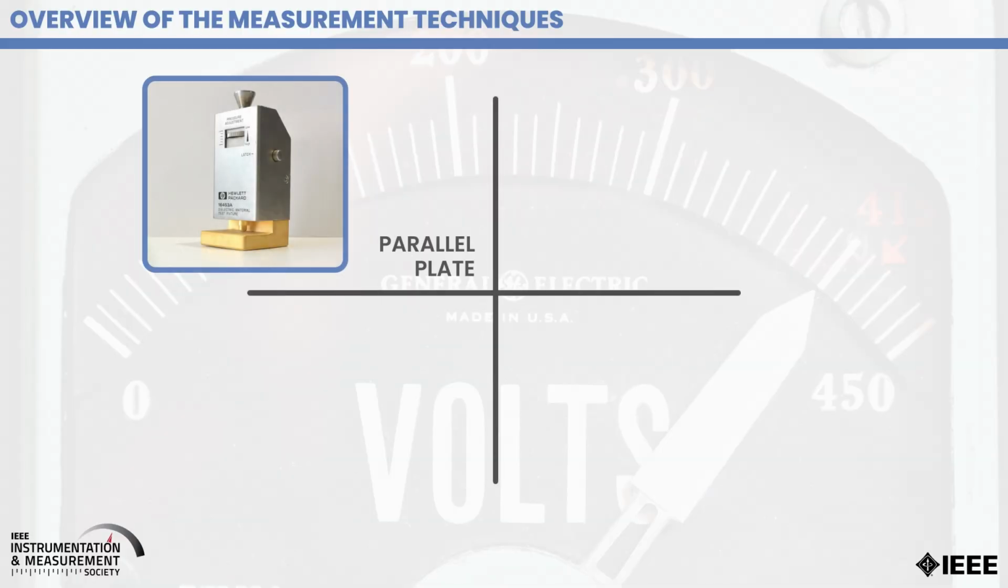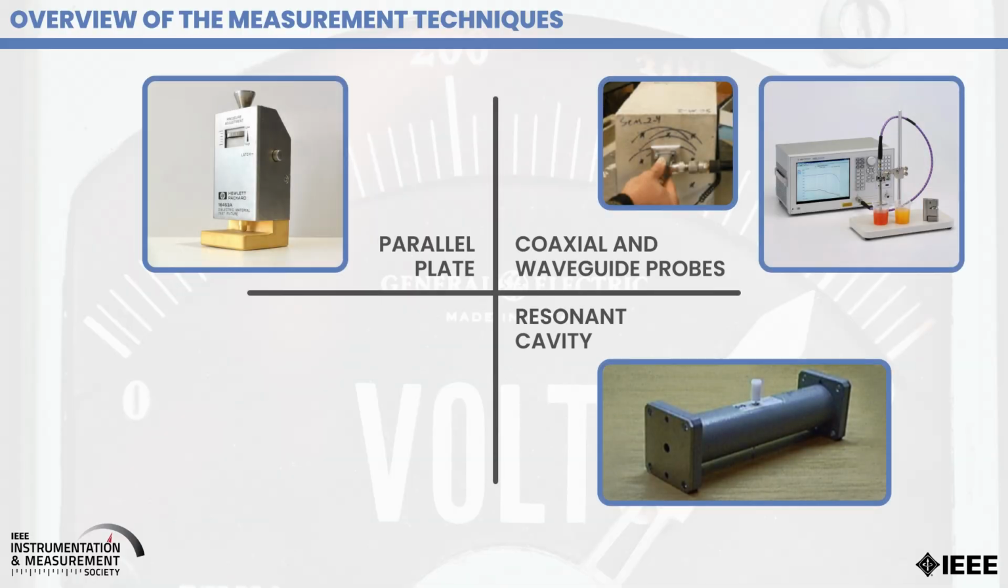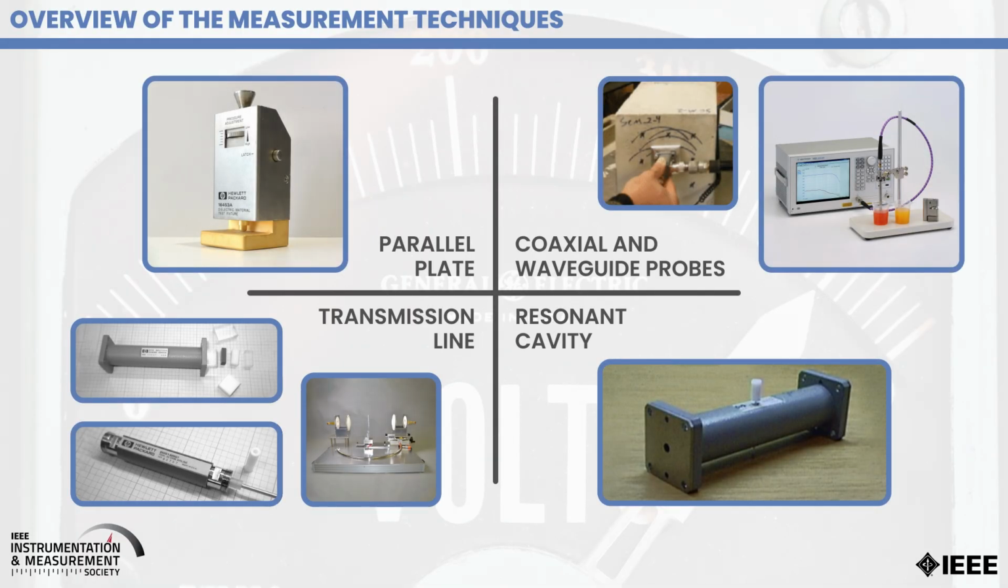There are several techniques that can be used to measure the electromagnetic properties of materials. Starting at the top on the left-hand side, parallel plate capacitors can be used primarily to determine the permittivity of material. On the right side, coaxial and waveguide probes can be used to measure it. It's very useful for liquids in the case of the coaxial probe, and in the case of the waveguide probe, measuring lossy materials such as concrete. There's been a lot of research in this area.